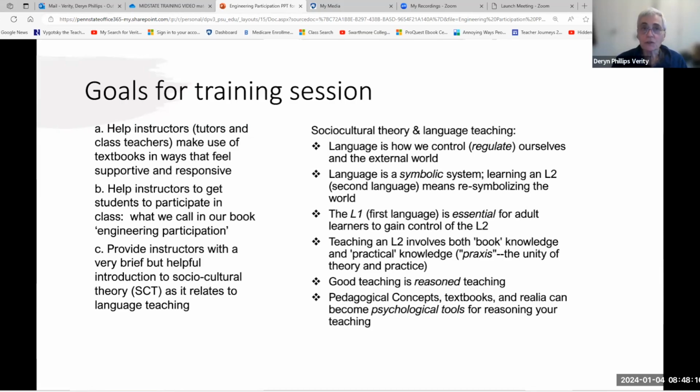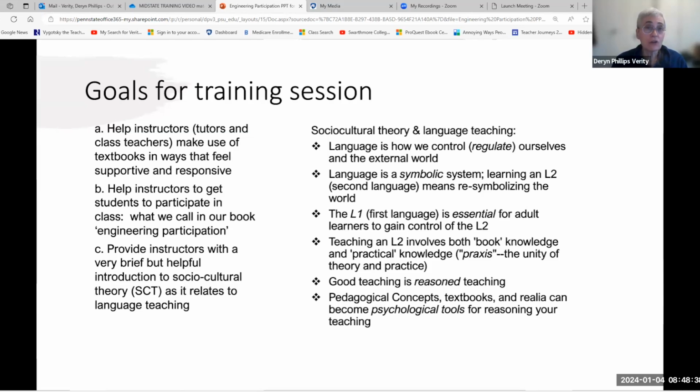Now, sociocultural theory sounds very intimidating. I promise you it isn't. It's a way of looking at language not so much as a system of communication, but a system of participation, a way of engaging with the world and engaging, it's important to note, with ourselves and how we act in the world, how we regulate our activity.